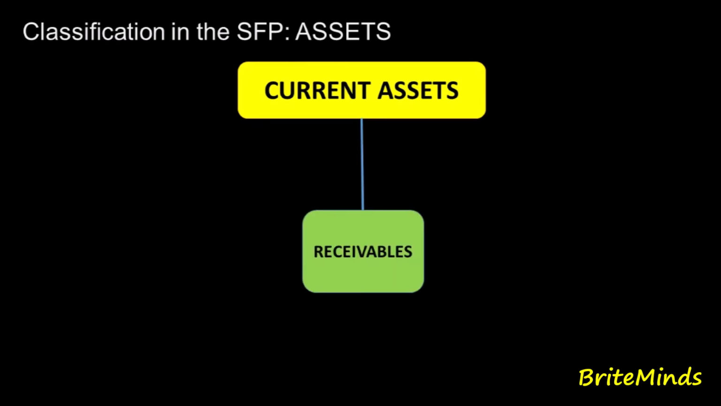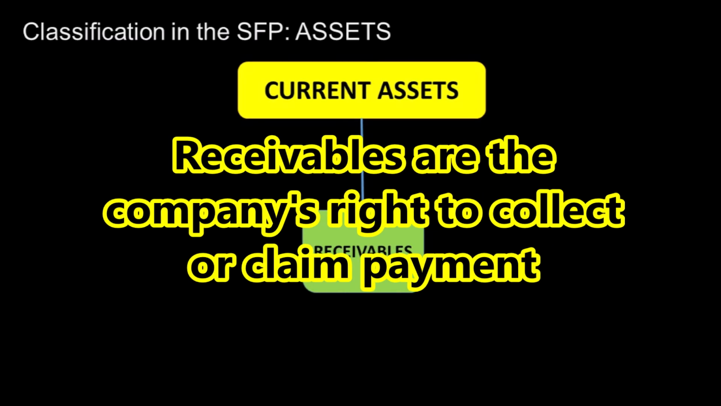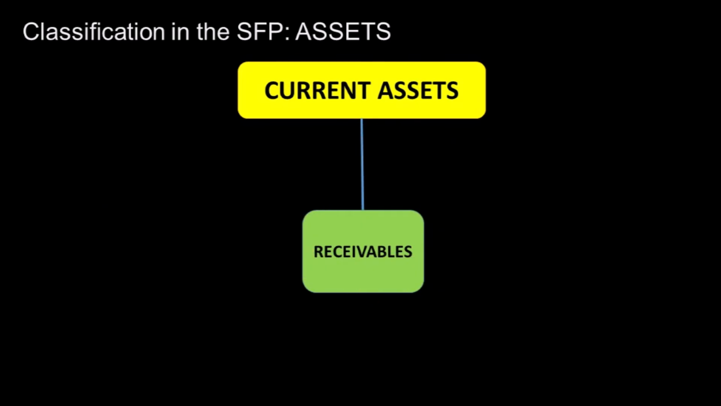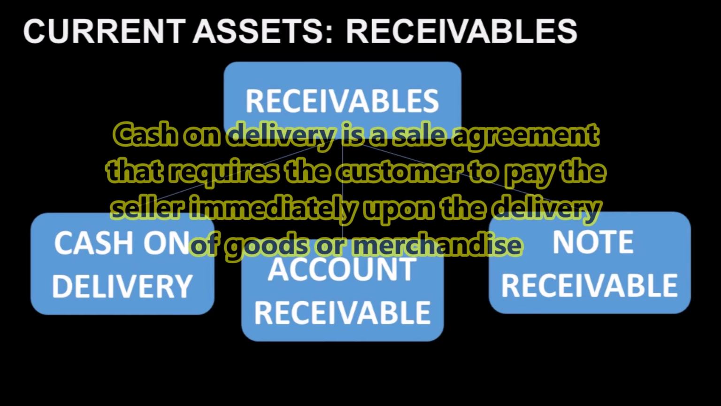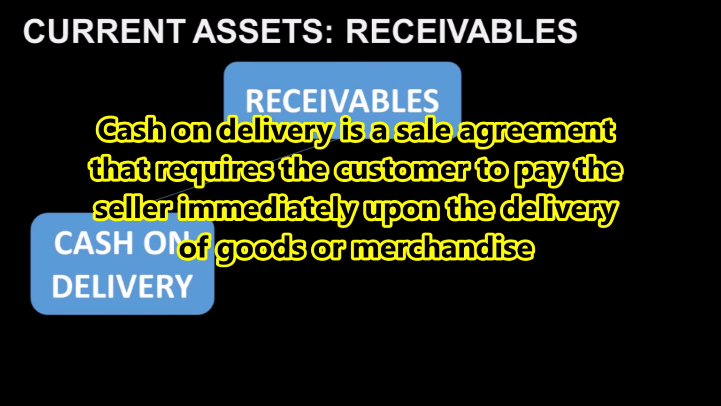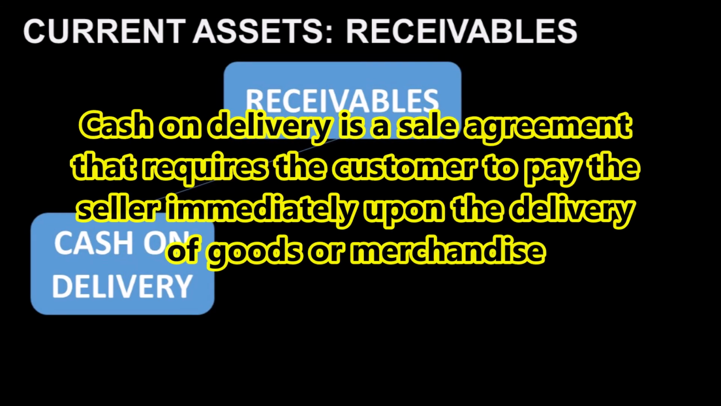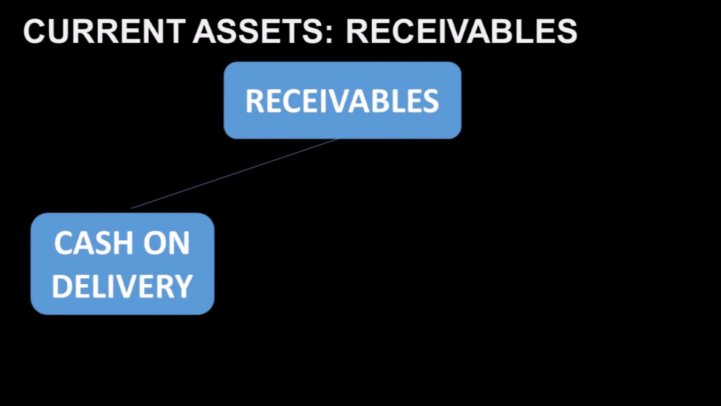Another account under the current assets is receivables. So receivables refers to the company's right to collect or claim payment. The right to collect comes from unpaid sales or lending activities from the customers. And examples of receivables is the cash on delivery or the COD. It is a sale agreement that requires a customer to pay the seller immediately upon delivery of goods.